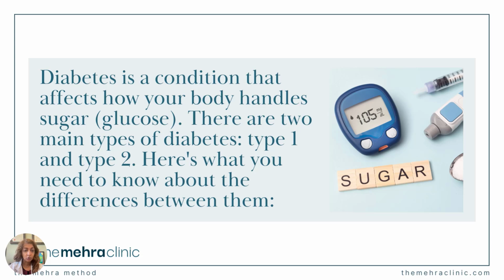Now, diabetes overall is a condition that affects how your body handles blood sugar or glucose. And there's two main types of diabetes. There's type 1 diabetes and there's type 2 diabetes. There are lots of other types of diabetes as well, but for the purposes of this presentation, we're only going to talk about type 1 or type 2 diabetes. And here's what you need to know about the differences between them.